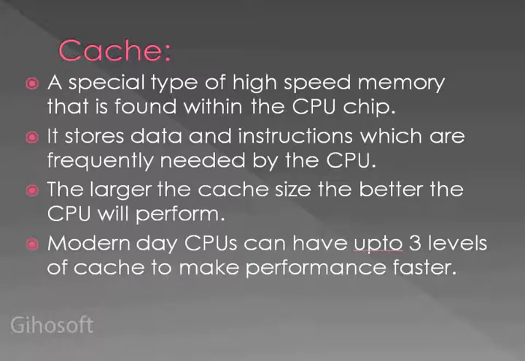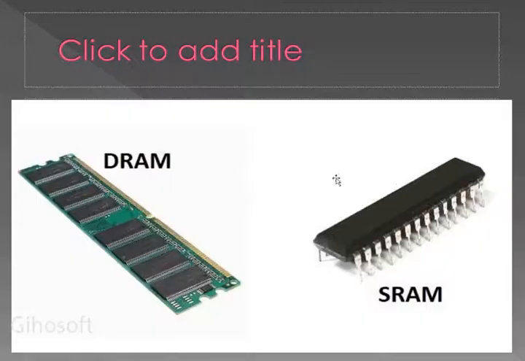Modern day CPUs have up to 3 levels of cache to make performance faster. Usually level 1 and level 2 are inside the CPU chip, whereas level 3 cache is supposed to be outside the CPU chip in form of a separate chip besides the processor on the motherboard, which looks something like this.